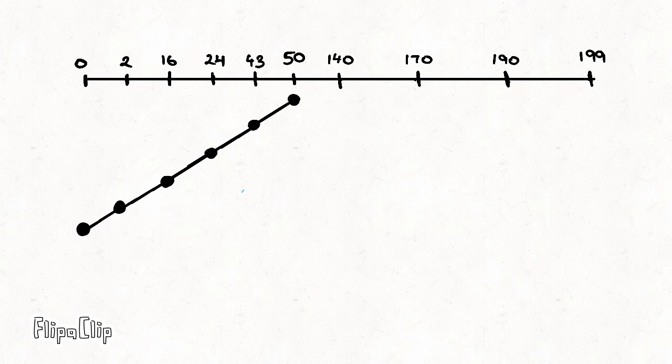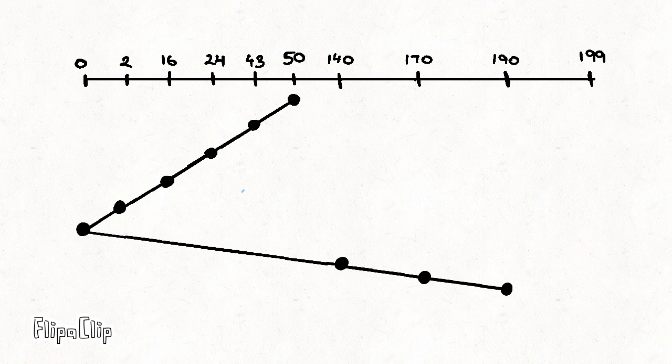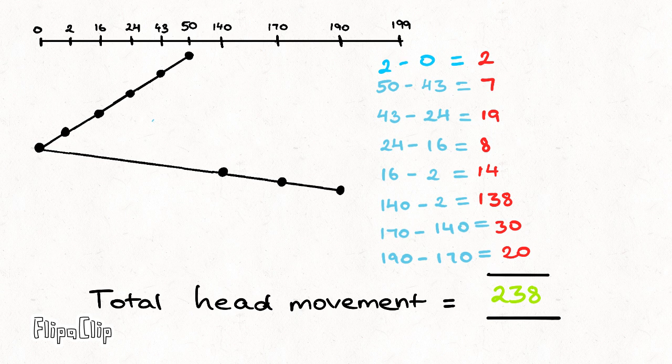While going towards the other end, which is 199, I will not satisfy 2, 16, 24 and 43 because they have already been satisfied, and rather I will satisfy 140, 170 and 190. It will not reach the other end 199, and rather will stop at 190 itself. Like previous algorithms, we find the total head movement, which is displayed on the screen right now. And thus we have solved the scan algorithm.